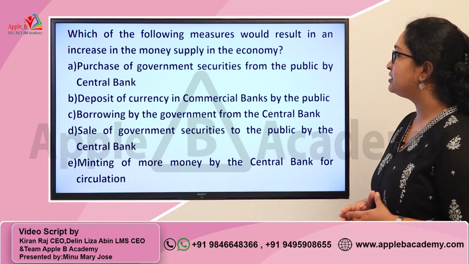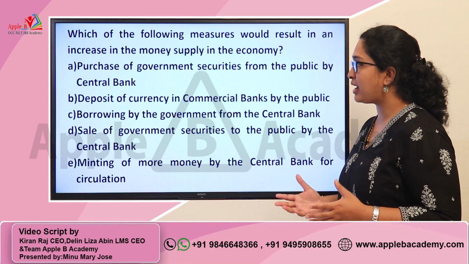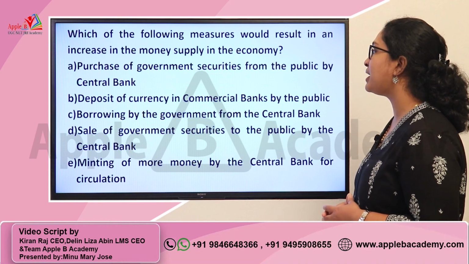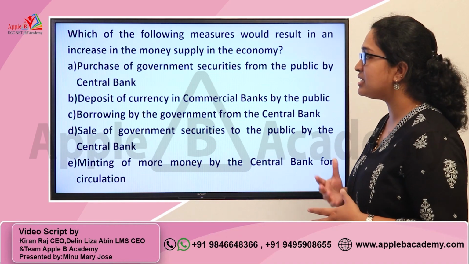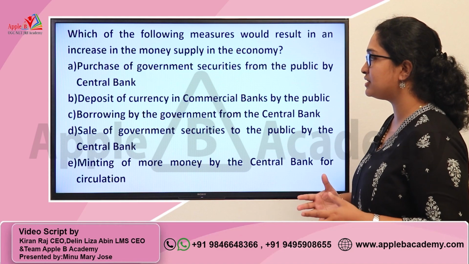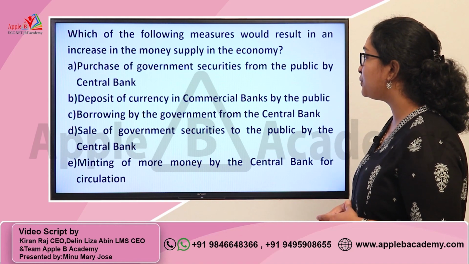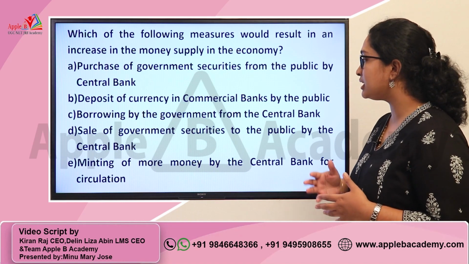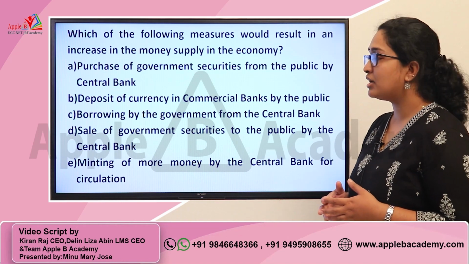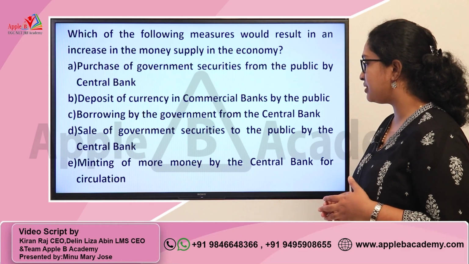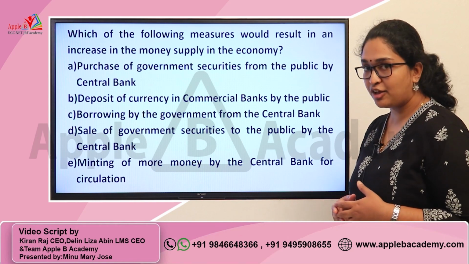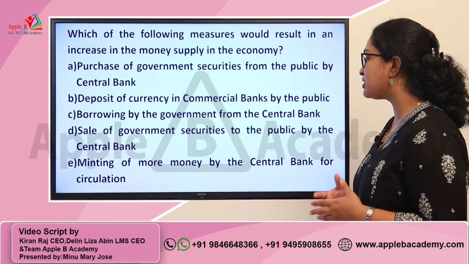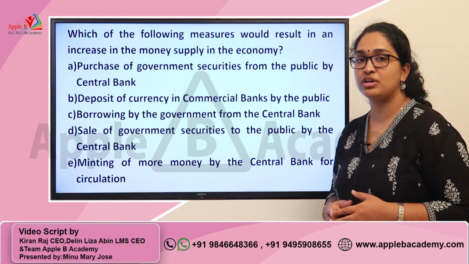The next question, again from macroeconomics. Which one of the following measures would result in an increase in the money supply in the economy? The reasons for increase in the money supply. First one, purchase of government securities from the public by the central bank, deposit of currency in commercial banks by the public, borrowing by the government from the central bank, sale of government securities to the public by the central bank, minting of more currency by the central bank for circulation.